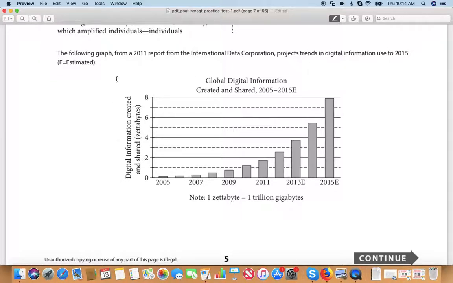Go ahead and read the y-axis going up and down, please. Digital information created and shared, zettabytes. Yeah, in zettabytes, which I'm guessing is a large amount of information. And then the x-axis going left and right. Note, 1 zettabyte is 1 trillion gigabytes. Yeah, that's additional information. That's not what the x-axis is about, right? What's the x-axis about? The years. Yeah, years going from 2005 to 2015. And yes, you're right, 1 zettabyte is 1 trillion gigabytes, that's a lot in itself. So lots of zettabytes.